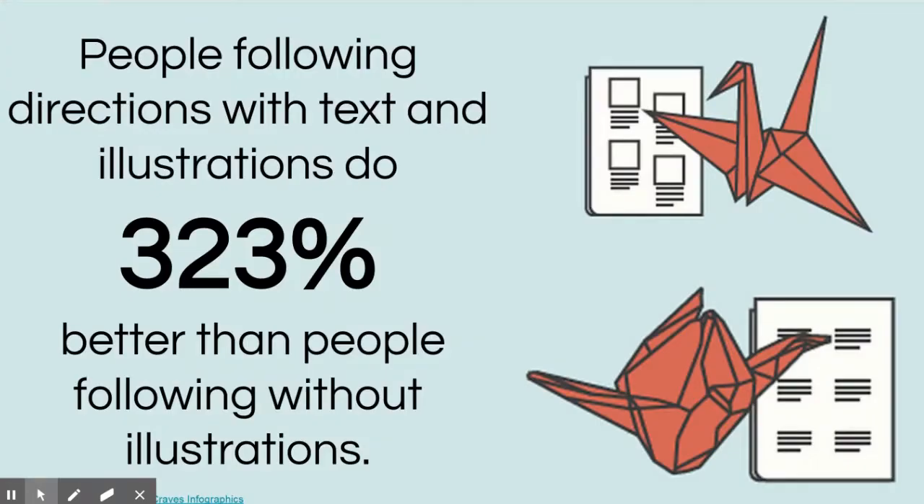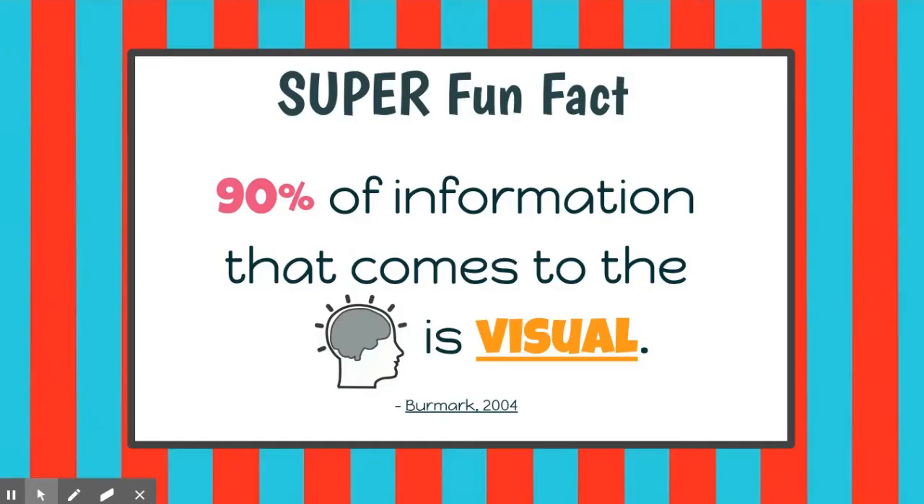We know that when we include illustrations, our comprehension increases. For example, if you're trying to do origami, people following directions are much more successful when there are illustrations to match. So thinking about our students and how we can leverage visual information for them, it's pretty essential, because 90% of the information that comes to the brain is visual.